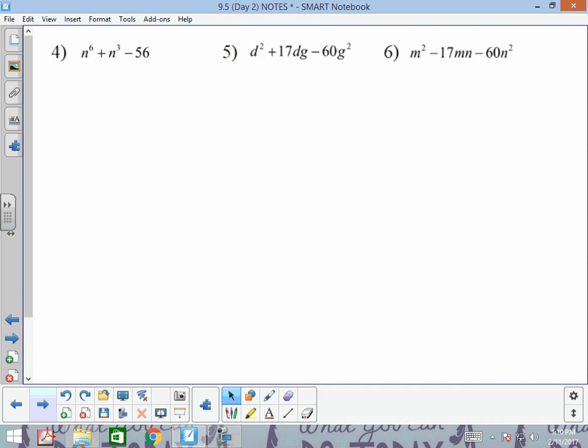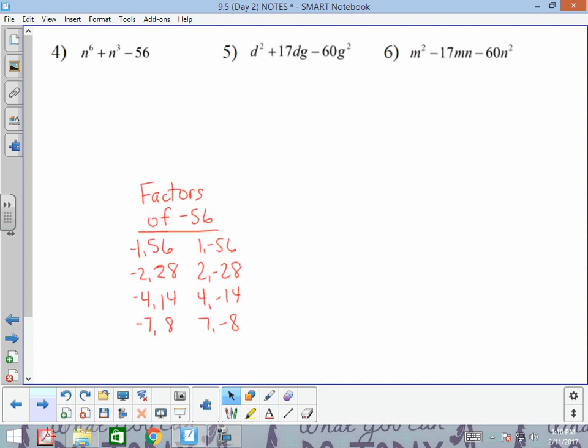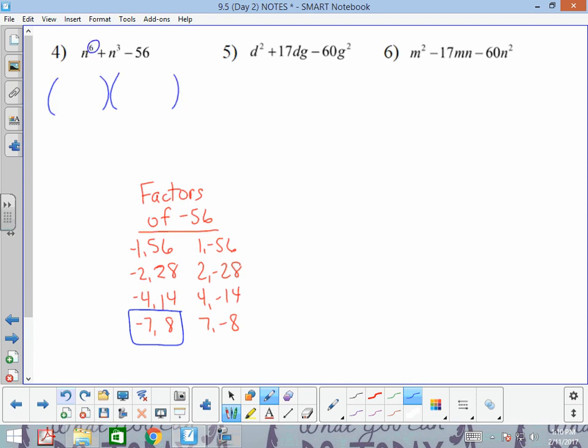Negative 56, the factors of negative 56. There are several of those. You can pause the video and write those down. We're looking for the pair of factors that add up to be a positive 1. Okay, that n to the third power, that middle term, doesn't have a number written, so that's positive 1. So we are looking for negative 7 and positive 8. So we're going to take our first exponent and divide it by 2. So that's n to the third. We have minus 7 and positive 8.